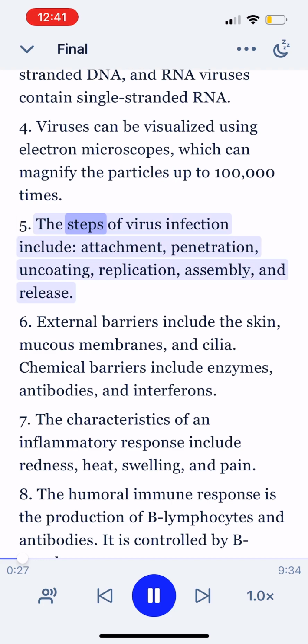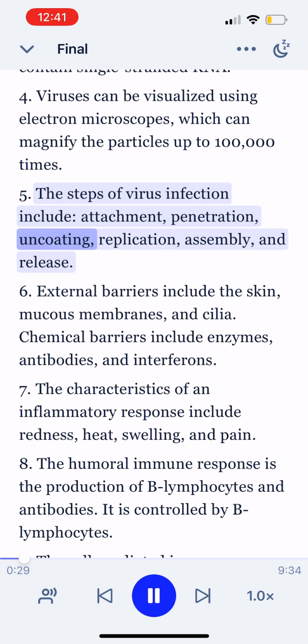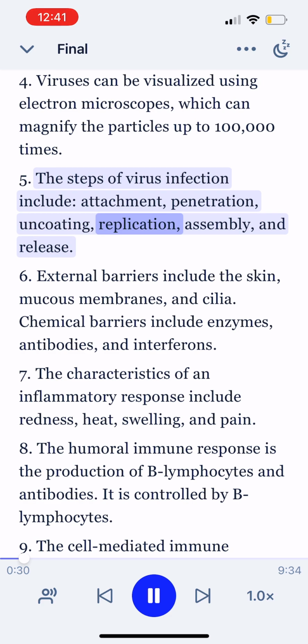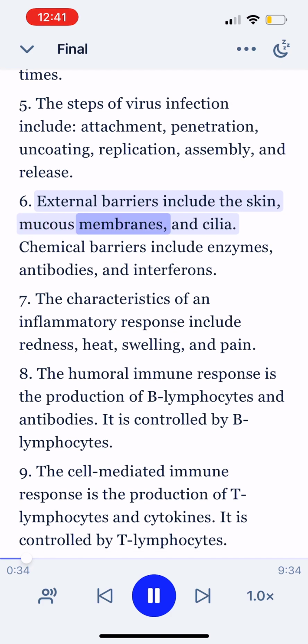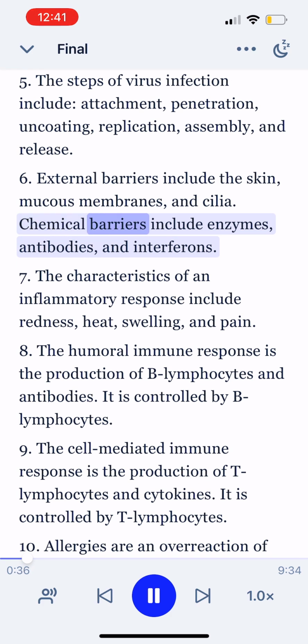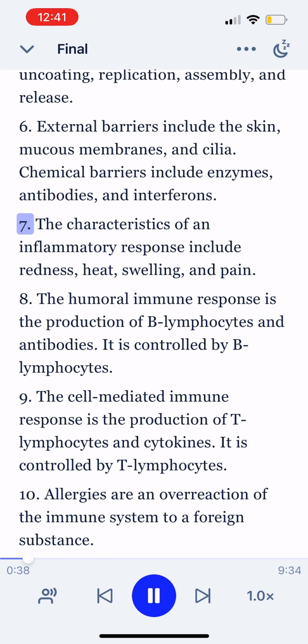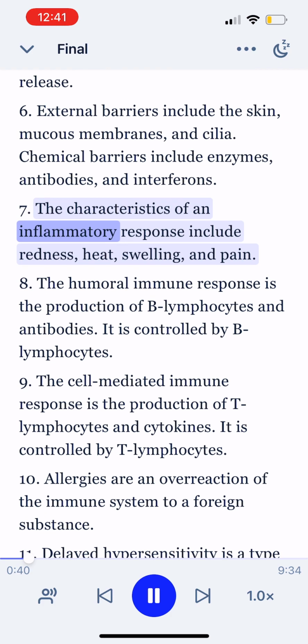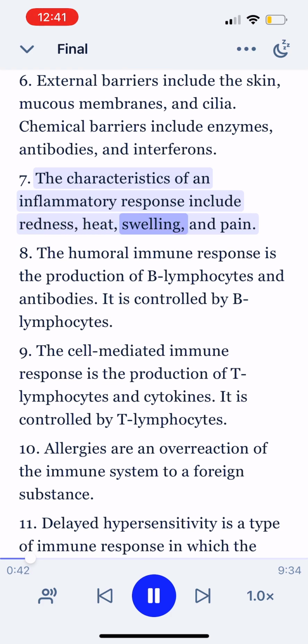5. The steps of virus infection include attachment, penetration, uncoating, replication, assembly, and release. 6. External barriers include the skin, mucous membranes, and cilia. Chemical barriers include enzymes, antibodies, and interferons. 7. The characteristics of an inflammatory response include redness, heat, swelling, and pain.